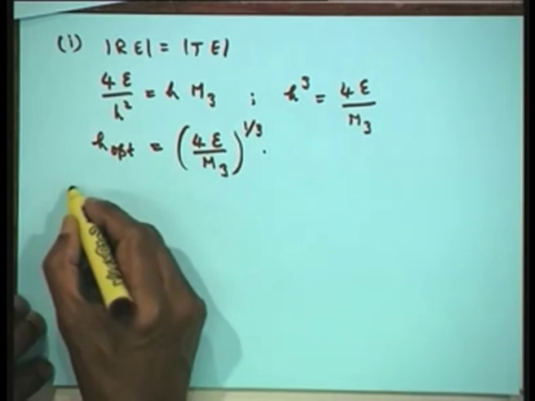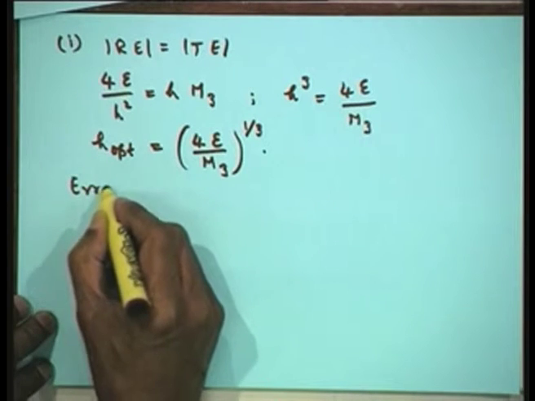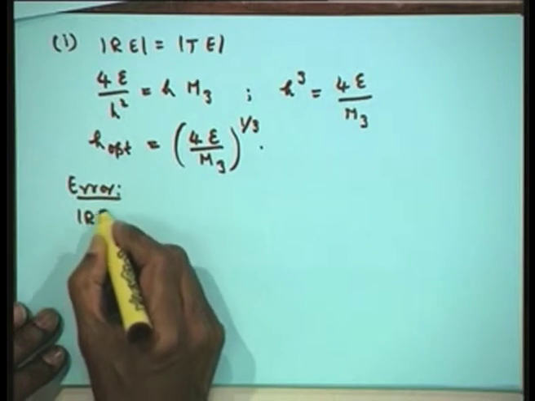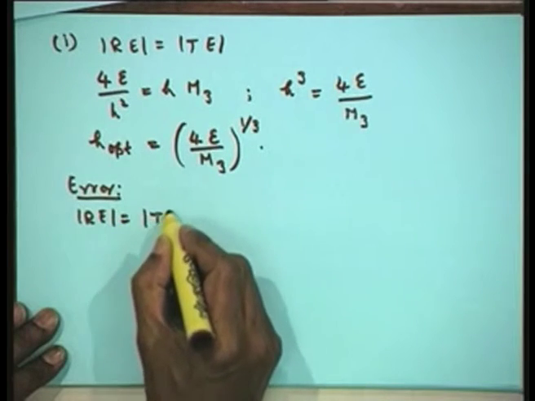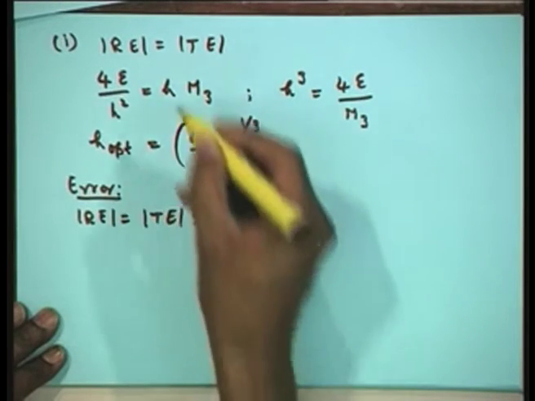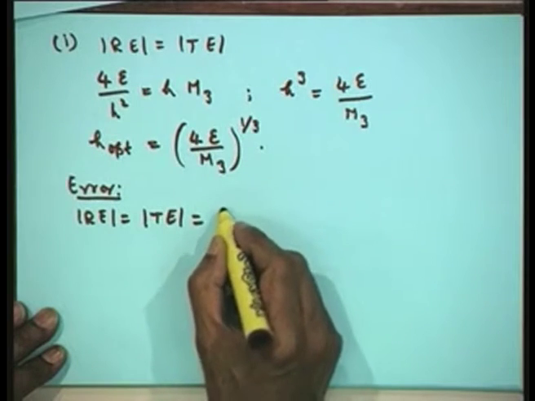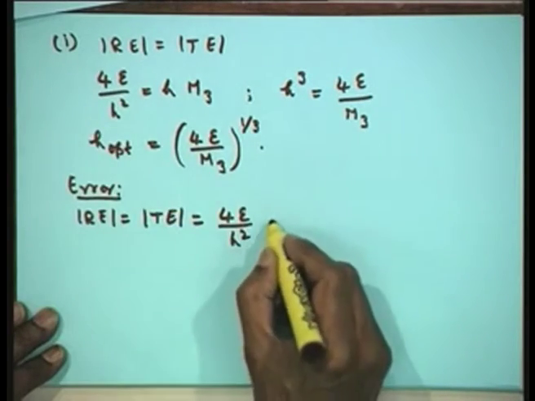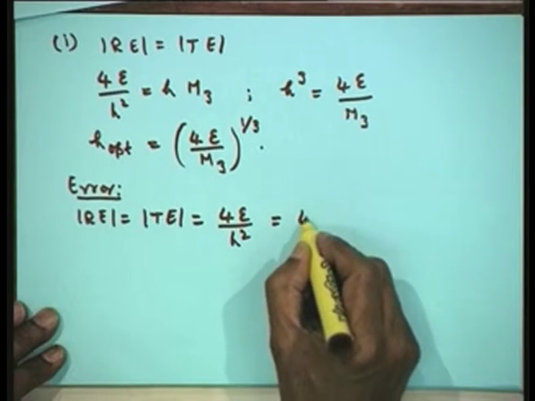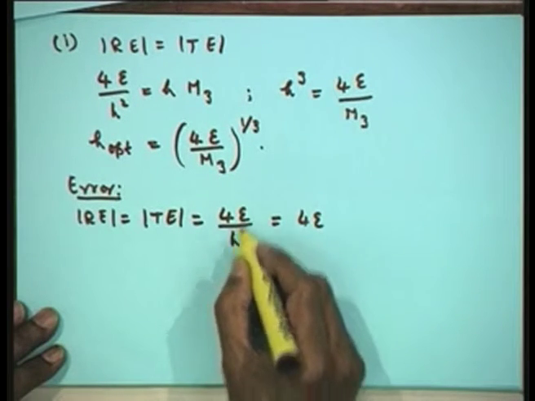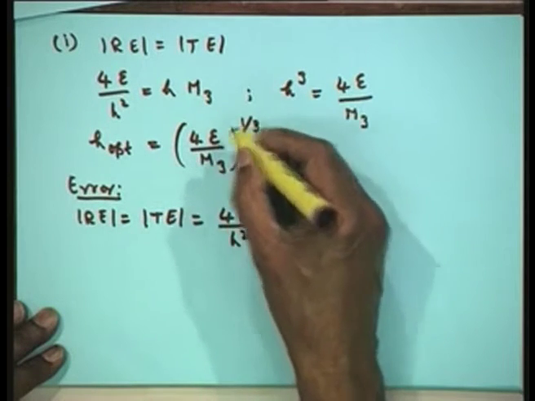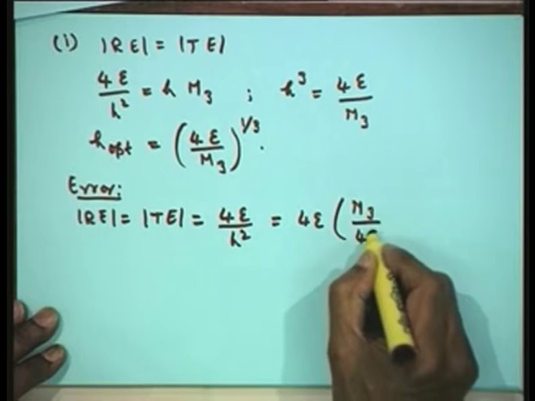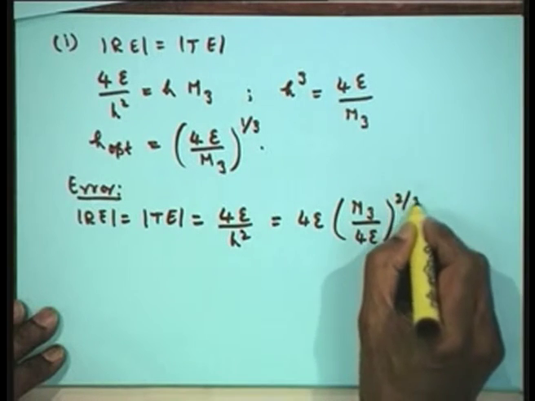Now, let us see what the error is here. The magnitude of round off error is equal to the magnitude of truncation error. We can use any one of them, that is 4 epsilon upon h square. Suppose I use this, the left hand side, that will be equal to 4 epsilon times 1 upon h square. So, I can invert this and take it to the power of square. So, I can invert this as M3 upon 4 epsilon and write this as 2 by 3.